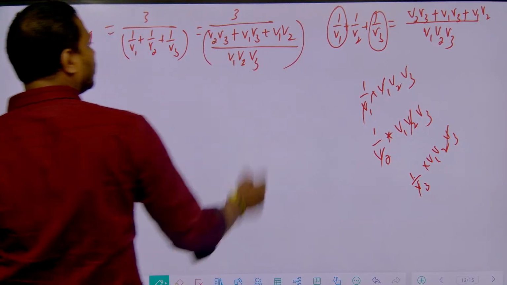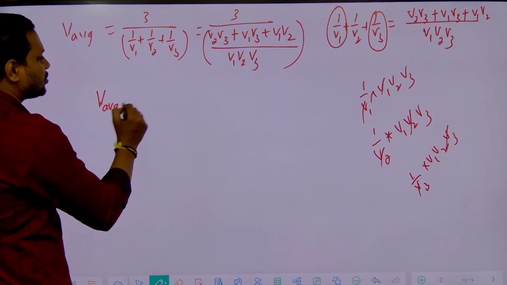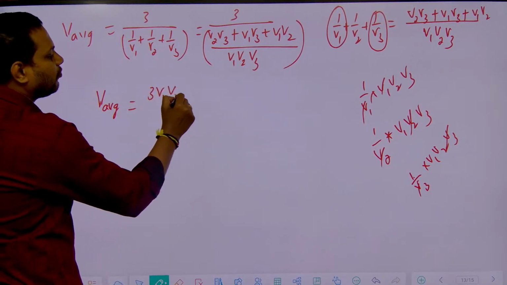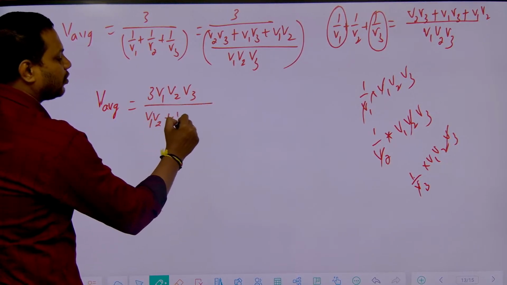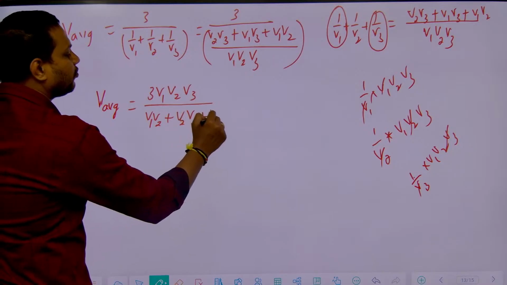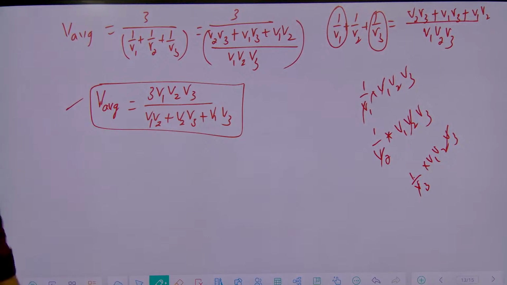This is the LCM. Then v1v2v3 goes to the numerator. Then v average is equal to 3v1v2v3 divided by v2v3 plus v1v3 plus v1v2. This is the answer. Is the option there? Is the option there? Second option. Then look at question number 6 if you're done with this.